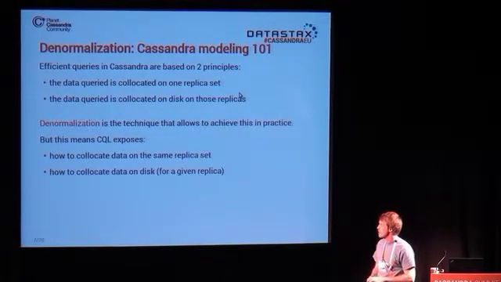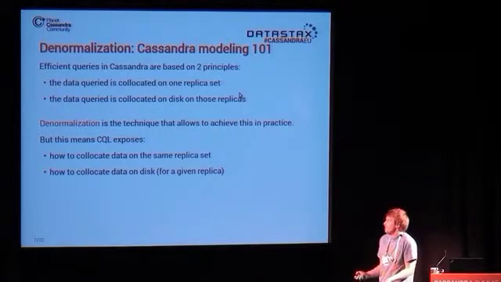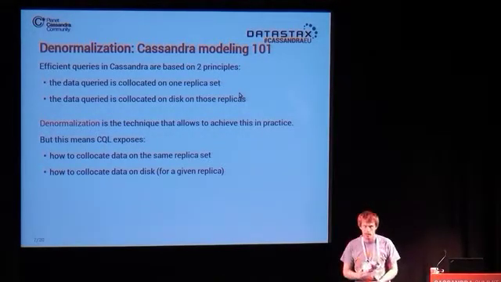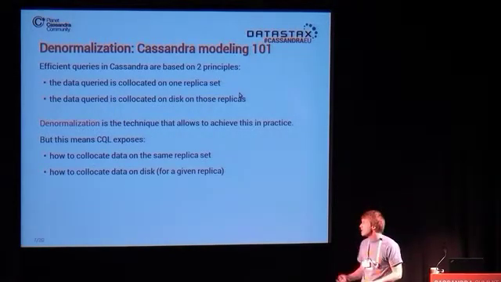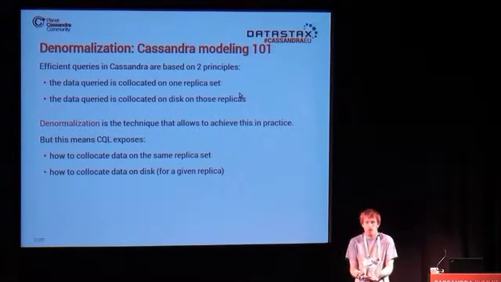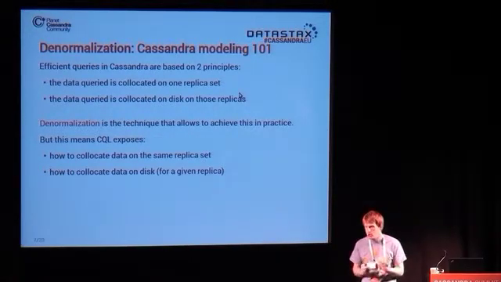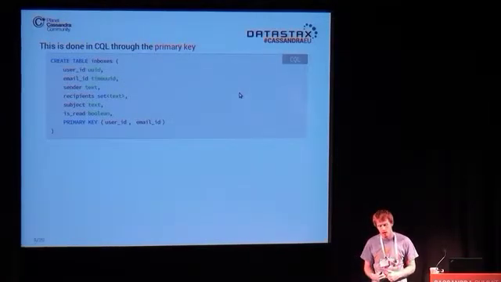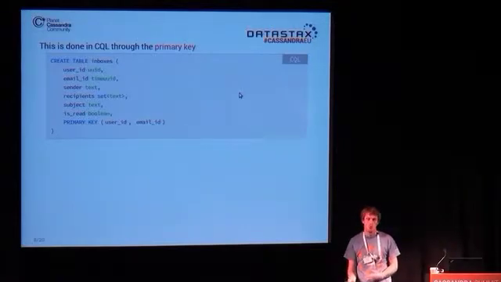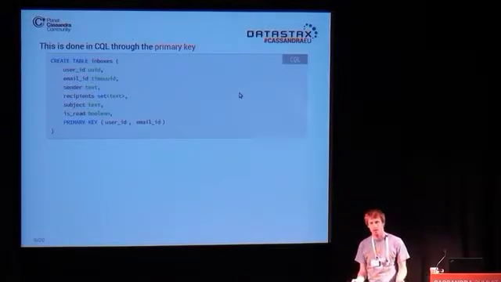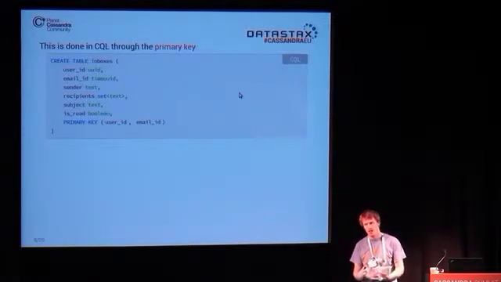Now, back to CQL, what that means is that the important part of CQL is exposing how you collocate your data on a replica set. And the other thing is how you collocate data on disk, right? Because that's how you get efficient queries. So you need to have tools in CQL to do that, and the tool to do that in CQL is really the primary key. The primary key in CQL has additional meanings compared to the one it has in SQL. It is a primary key in the SQL sense of the word: it identifies rows uniquely in a table, but there are additional meanings.